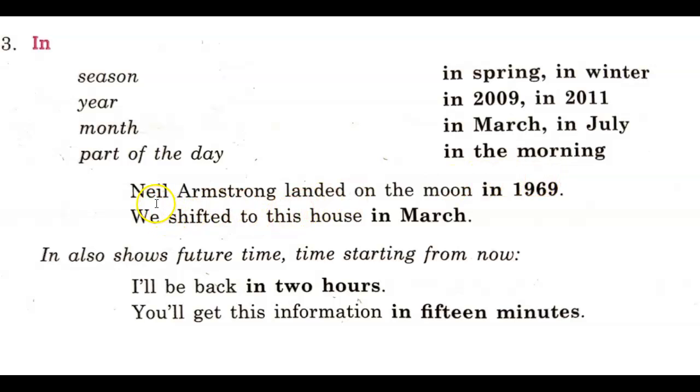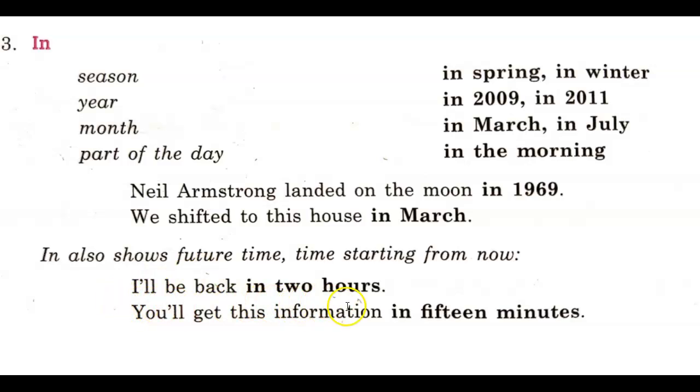So the examples over here you can see: Neil Armstrong landed on the moon in 1969. In which year? In 1969. We shifted to this house in March. Which month? In March. It also shows future time, time starting from now. That means starting from now up to what time in the future.